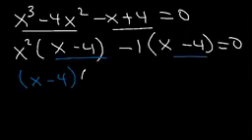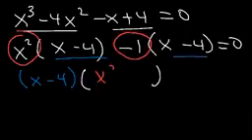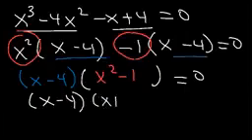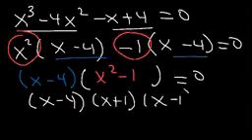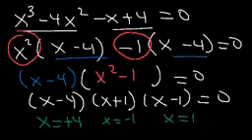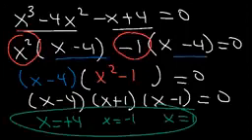Now what we have left over on the outside is x squared minus 1, which we can factor further using the difference of squares method. So it's going to be x plus 1 times x minus 1. So the solutions are positive 4, negative 1, and positive 1. So we have 3 answers for a cubic function.